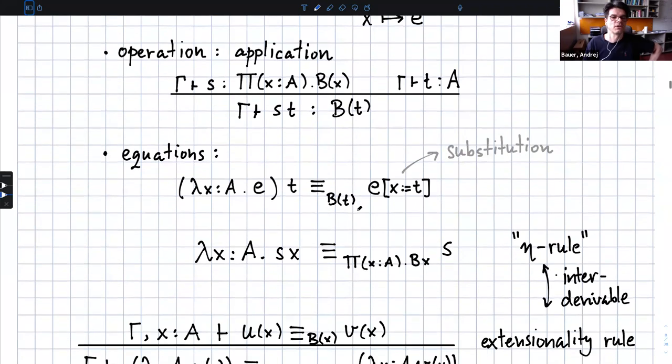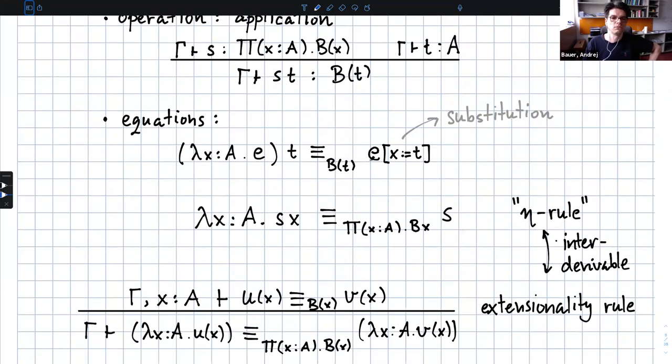What are the equations governing functions? Well, how do I apply a function? If I have a rule that says X is mapped to E and I apply it to T, what will I get? I will get E where X is replaced with T. So this means replace X with T in the usual capture avoiding way if there are bound variables. If you're not familiar with how this works, you want to look it up probably after the lectures. But if you don't know what it is, let me just tell you that you have been using it all your life, this rule, and it's not surprising.